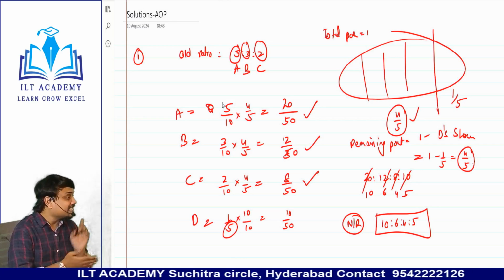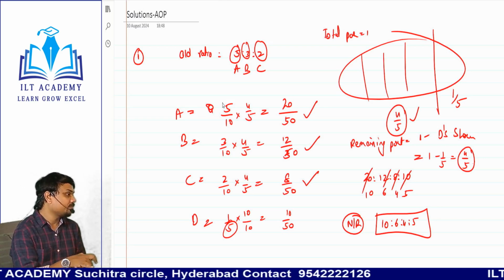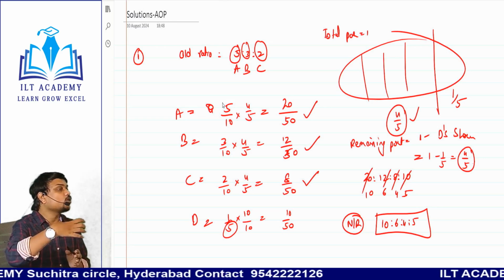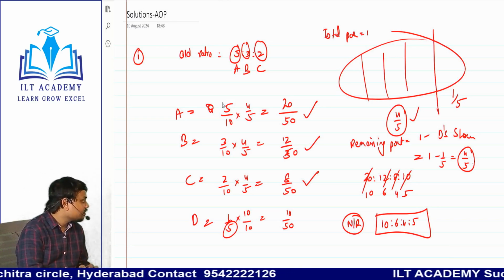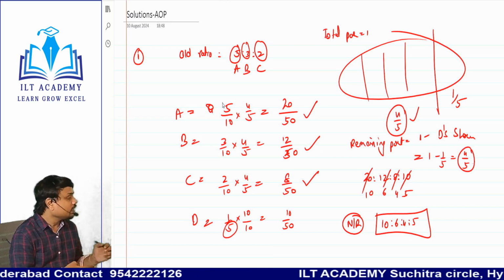Now this is the basic question where how A, B, C had sacrificed is not given. So we are assuming that according to the old ratio they have sacrificed. Clear? Did not understand? Got it? Clear? Note down.